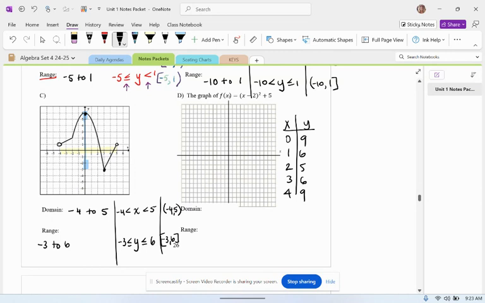So I have 0, 1, 2, 3, 4, 5, 6, 7, 8, 9. 1, 1, 2, 3, 4, 5, 6. 2, 1, 2, 3, 4, 5. 3, 1, 2, 3, 4, 5, 6. Oops. Why didn't that go away? I don't know. 1, 2, 3, 4, 5, 6. Okay, he's back. And then 4, 9.